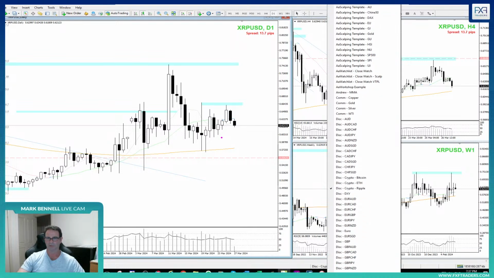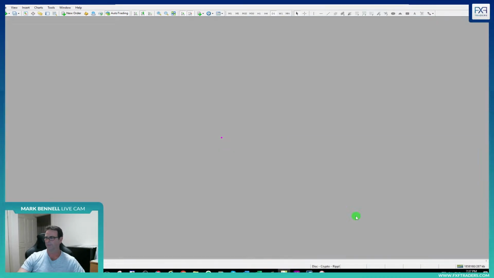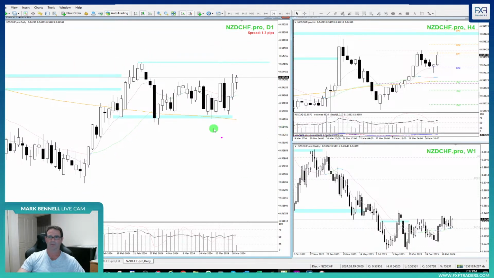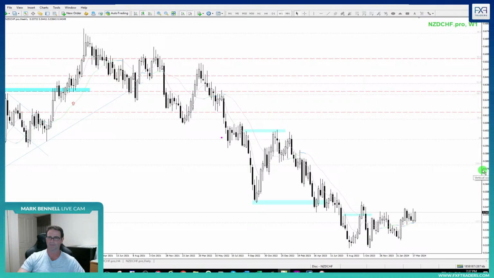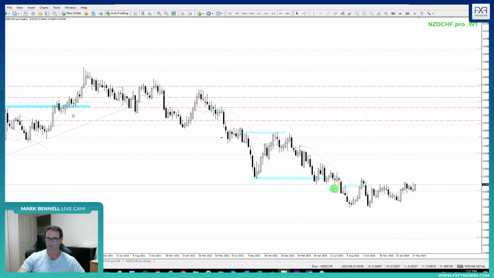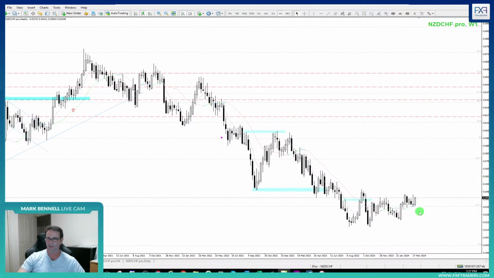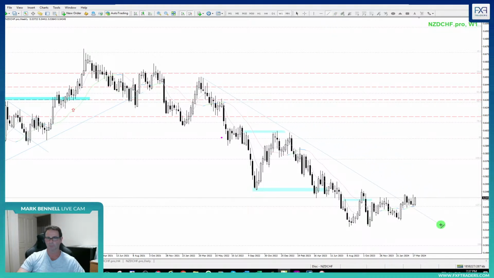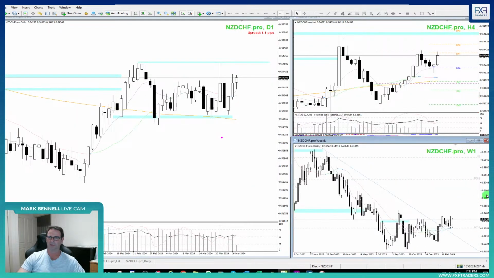Okay, New Zealand Swiss. All right, so just got this big structure through here. So the weekly, well, we just got this right hand extension here. It's above the moving averages, it's okay. So the anchor's here, so we're uptrending. This is all just ranging price action, hoping that this will push through. So the weekly's giving us the green light.